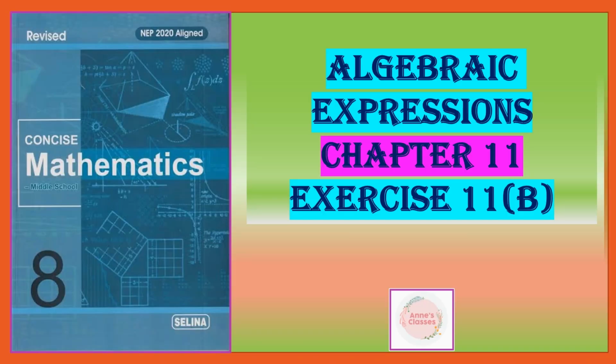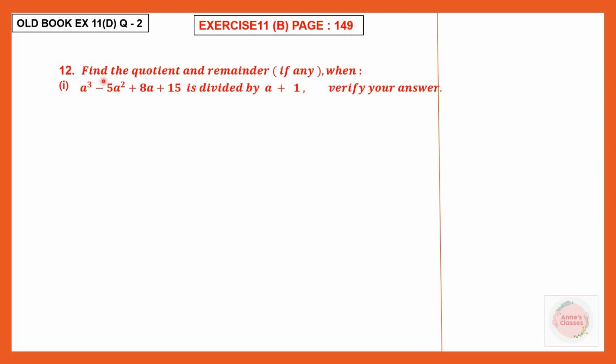Today we are doing algebraic expressions chapter 11 exercise 11b. Find the quotient and remainder, if any, that is if there's any remainder, when this polynomial is divided by this polynomial, and we have to verify our answer. So first let's do the division. So we have our dividend and we have our divisor.